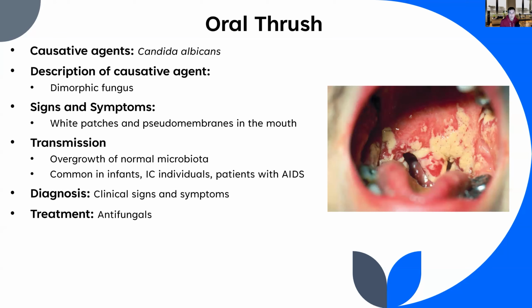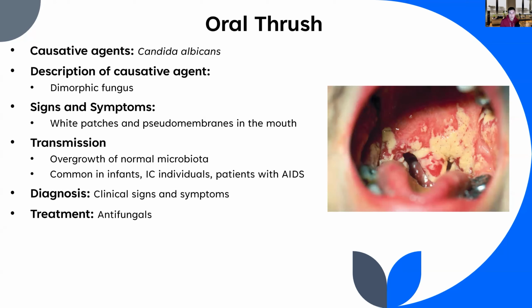The signs and symptoms of this are going to include white patches and pseudomembranes in the mouth. You can see this quite clearly in the image on the side of the screen. This is the result of overgrowth of normal microbiota. So this isn't something that you're going to get from someone. It's already present in you and it's now beginning to overgrow. We can usually diagnose this through clinical signs and symptoms. Basically, there's not much else that looks like this, and we treat with antifungals.